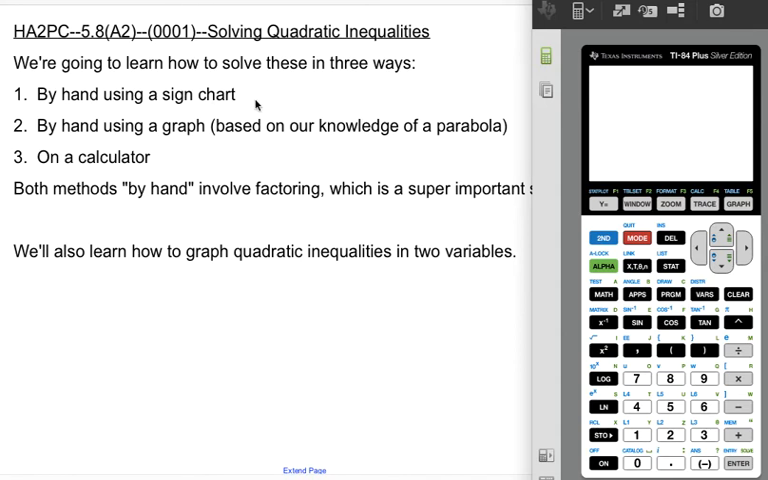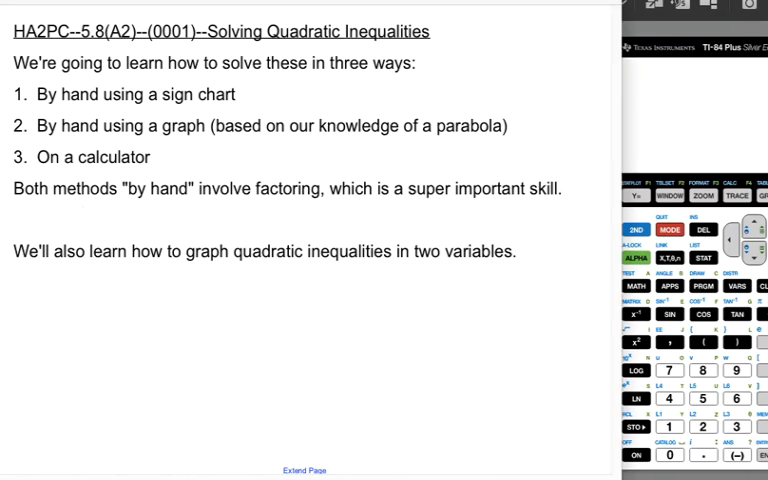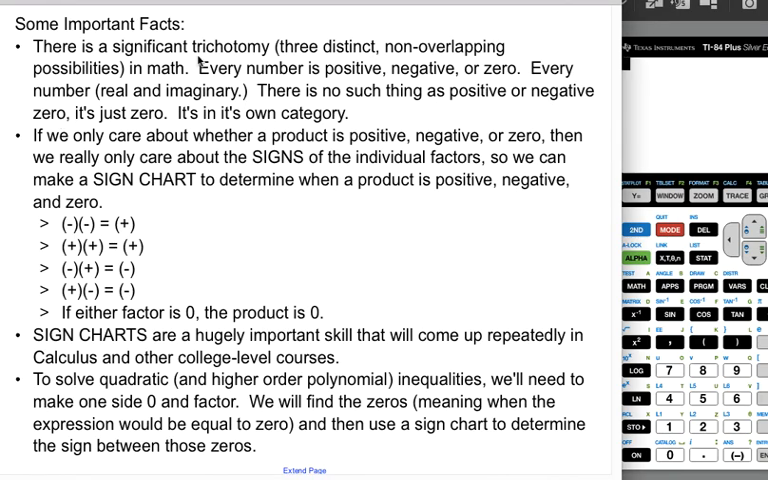We're going to learn by hand using a sign chart, which is a particularly useful skill in calculus moving forward. We're going to learn how to do it by hand using a graph, but not really a calculator level graph, just a graph based on our previous knowledge. And then we're going to learn how to do it on a calculator in general. But both methods where we solve by hand involve factoring, which is a super important skill, right? We're also going to learn how to graph quadratic inequalities in 2 variables. So let's move forward. Some important facts.